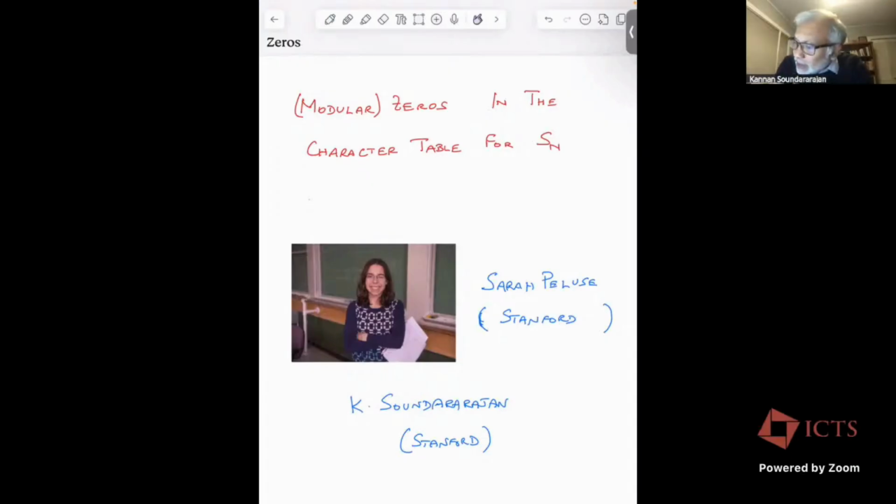If you're not familiar with the character table, don't worry about it too much, because I'll try to explain in number theoretic terms what the objects are, and you will see what it has to do with the structure of partitions.